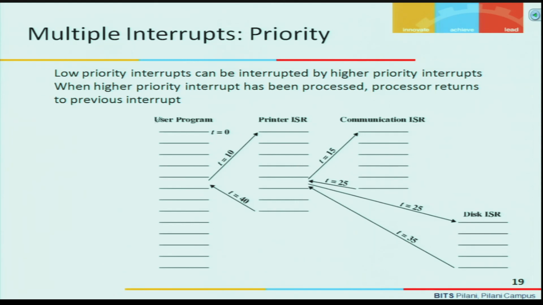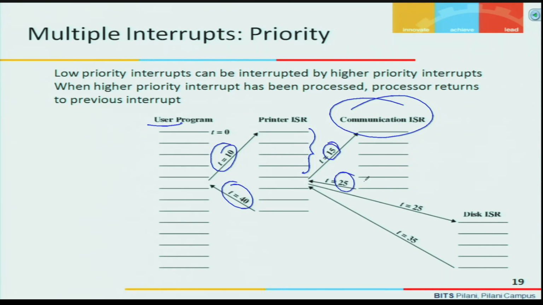You can see here a user program is there, and then the printer ISR comes at t equals 10, and at t equals 40 it finishes, so it will take 30 units of time. In between, at t equals 15, a communication ISR, interrupt service routine, comes for the network interface card, as I said. That is a higher priority device, because data loss can happen if it is not entertained immediately. So the printer interrupt is interrupted, and from t equals 15 to t equals 25, a 10 unit duration, this interrupt is serviced.